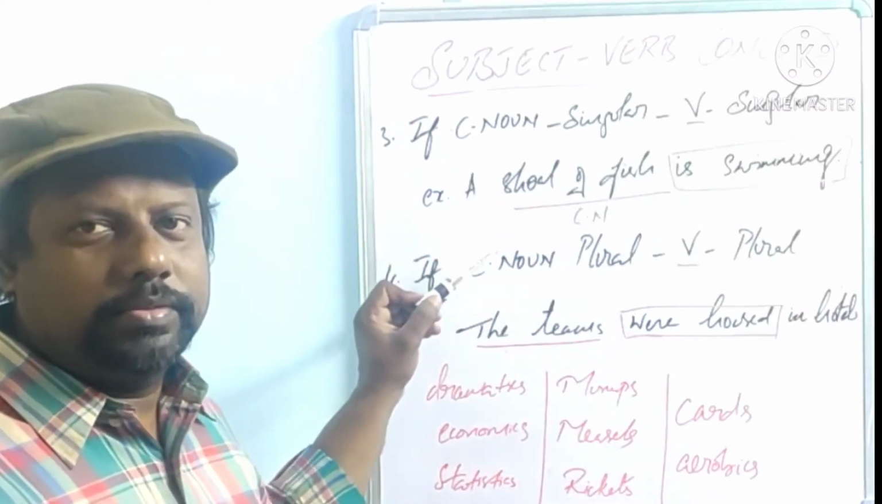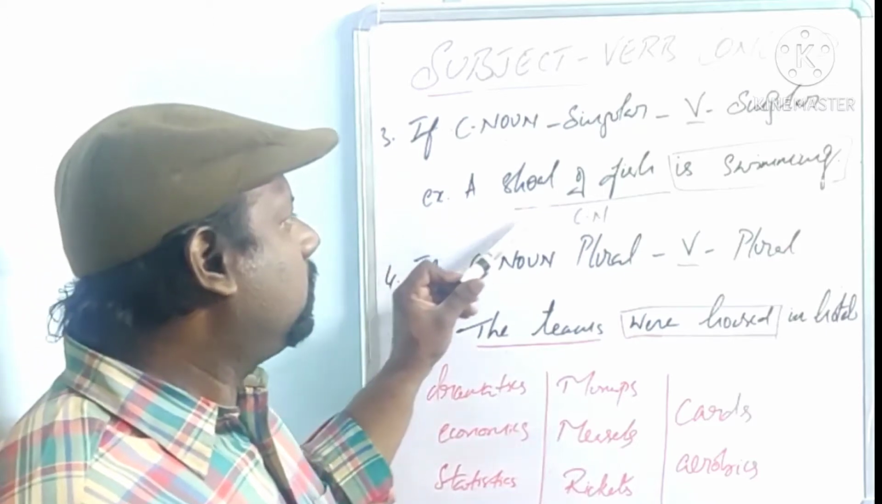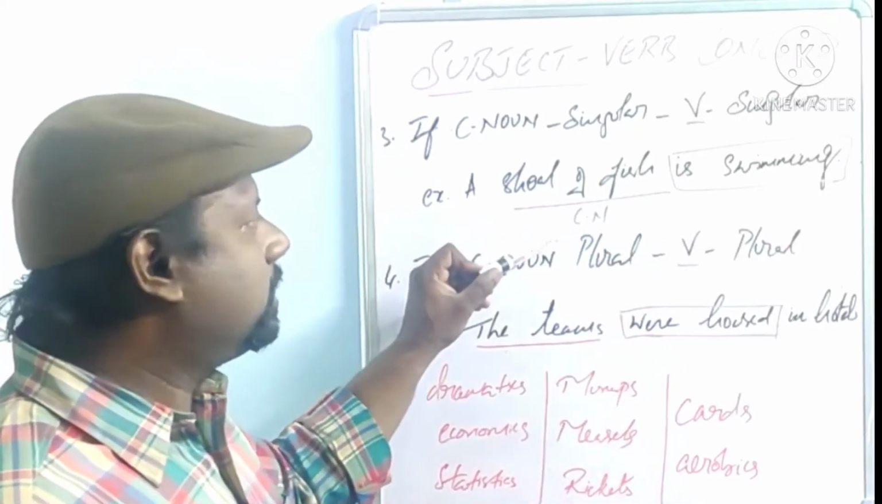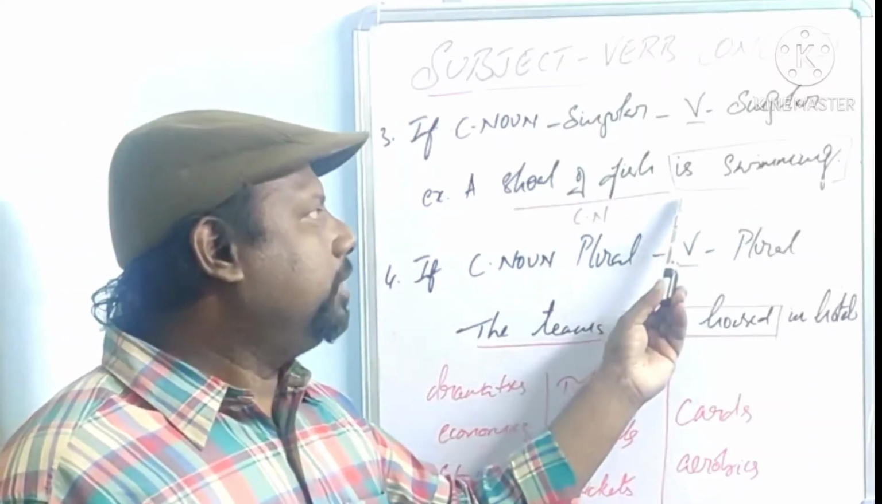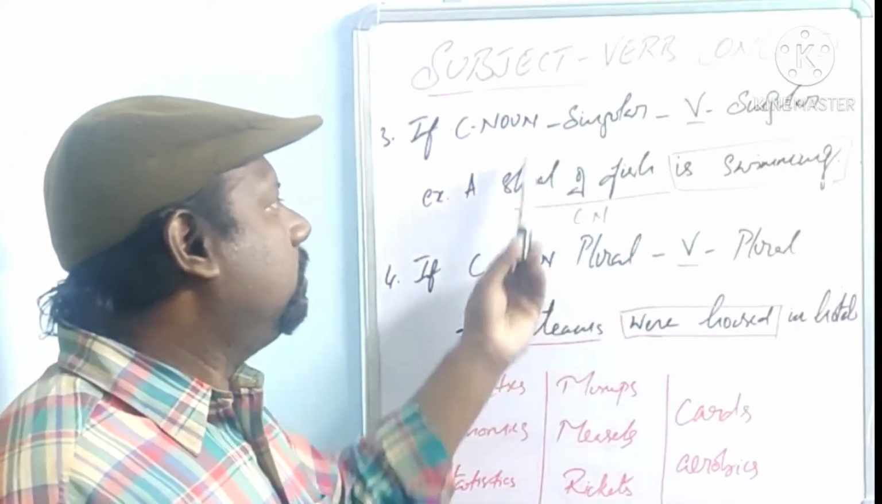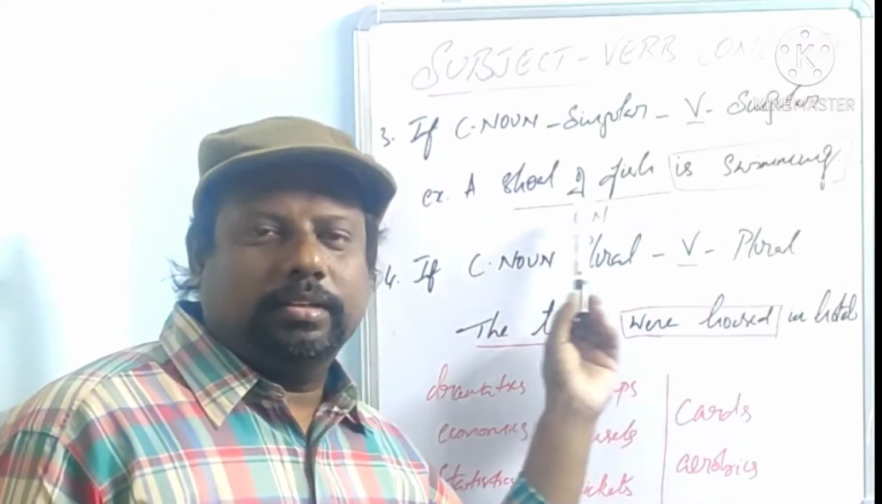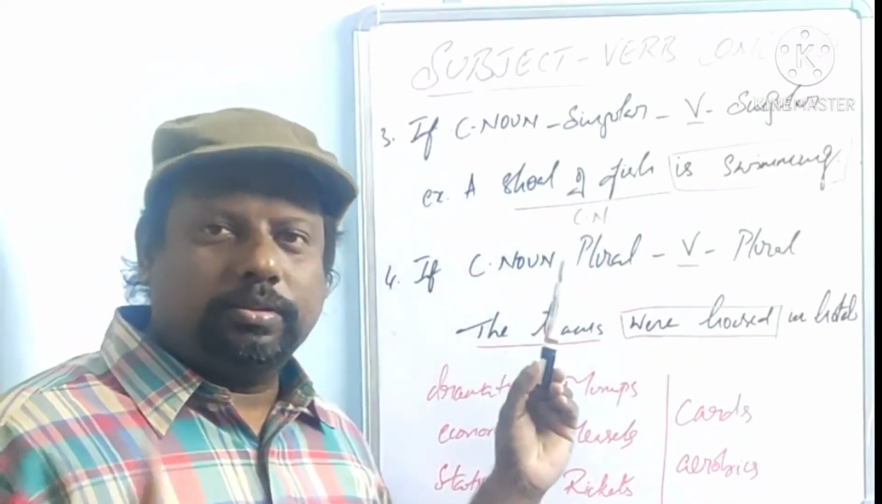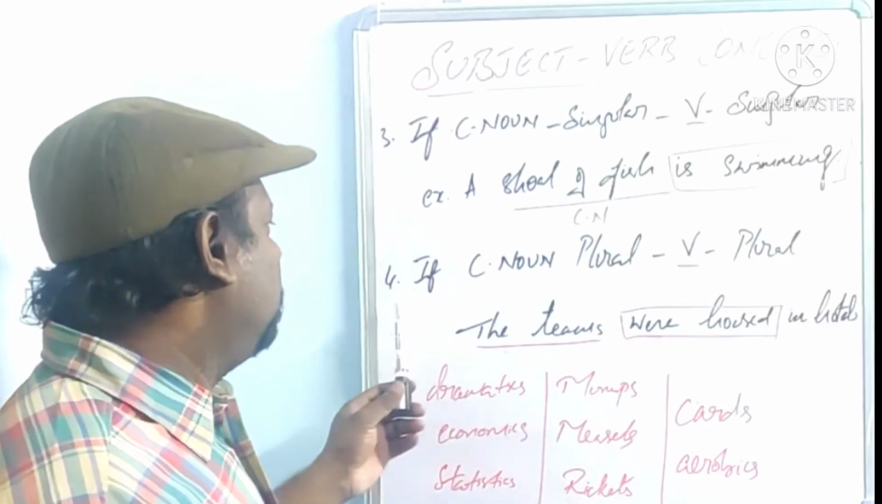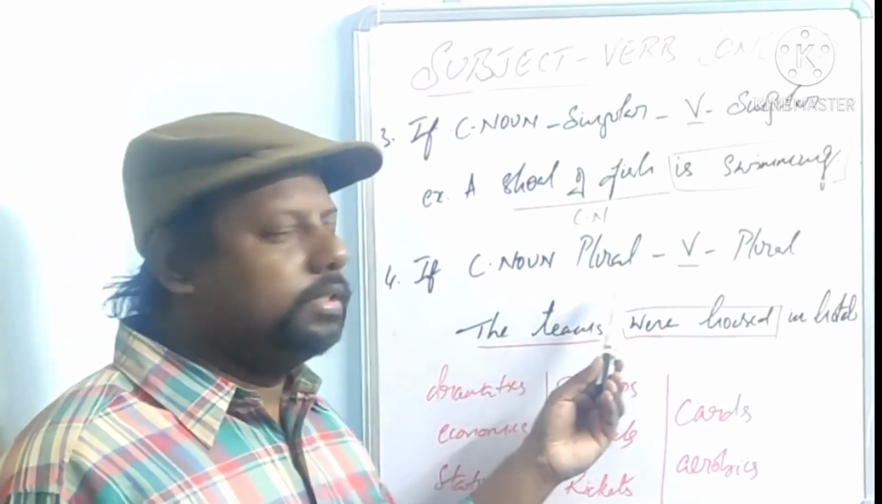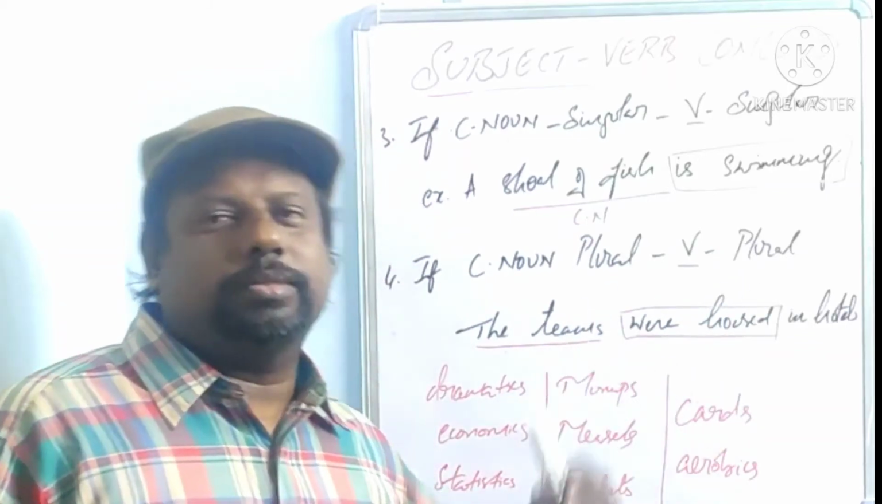Here, see the example, the workbook example. A shoal of fish is swimming. A shoal of fish is a collective noun. Is swimming. We are not saying that the shoal of fish is taken as separate individuals. That's why is swimming. This total content is taken as one single unit. And now, if the collective noun is plural, the verb also takes its plural form.